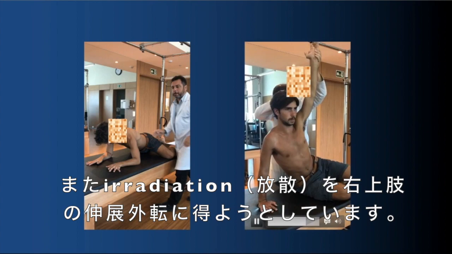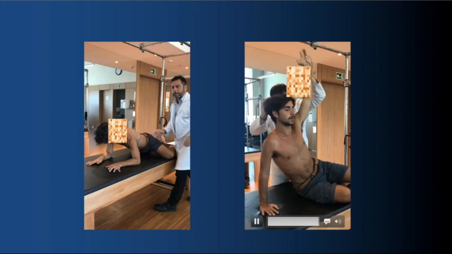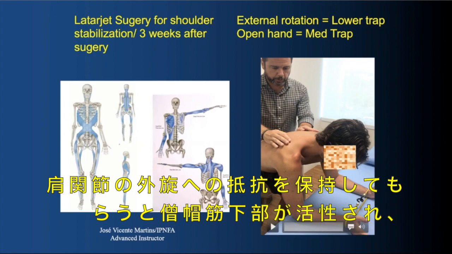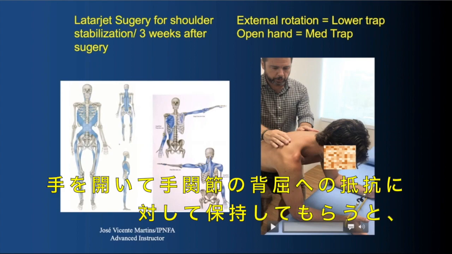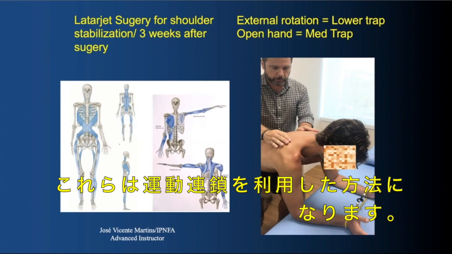Rotator cuff muscles. Here, when I resist here, the irradiation is going to abduction and extension of the shoulder. So, we know from some articles that when we ask the patient to keep the external rotation of the shoulder and to open hands using wrist extensors, we can emphasize traps. For example, external rotation of the shoulder can emphasize more lower trap. And when the patient is doing wrist extension, we can emphasize mid trap.